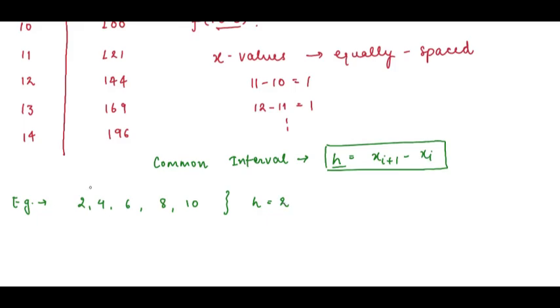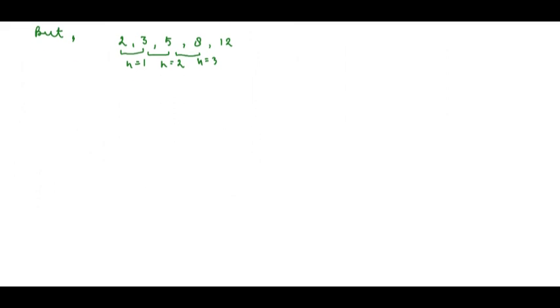But consider something like 2, 3, 5, 8 and 12. Here 3 minus 2 is 1, 5 minus 3 is 2, 8 minus 5 is 3. So the spacing is not constant here. Therefore, we can't directly use the standard Newton forward formula here. And it's a very common examination mistake.